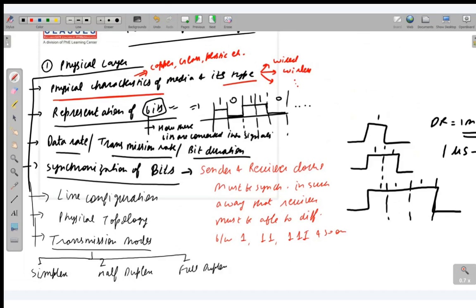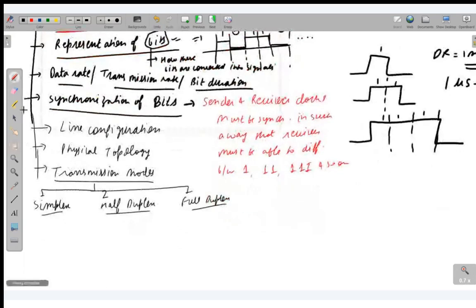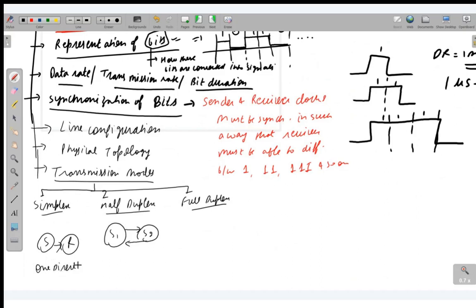Simplex means one direction communication. That means this is the sender, this is the receiver, one direction like this. Half duplex means station 1 and station 2: station 1 can send data to station 2, and station 2 can send data to station 1, but simultaneous transmission is not allowed. So one direction is simplex, and both directions, but not simultaneously, is half duplex.